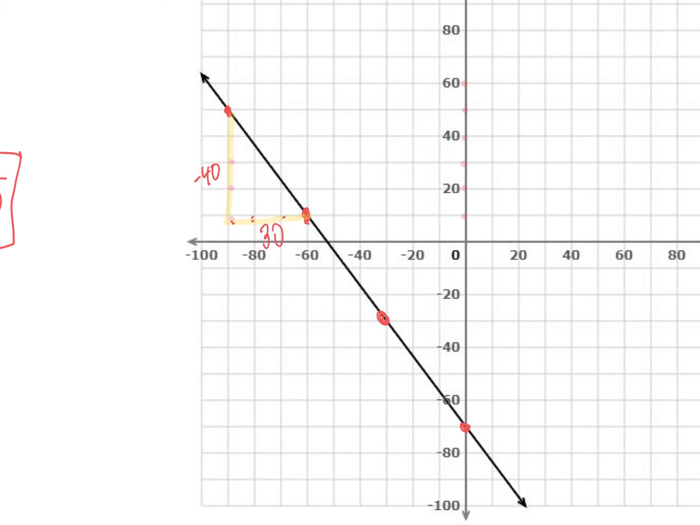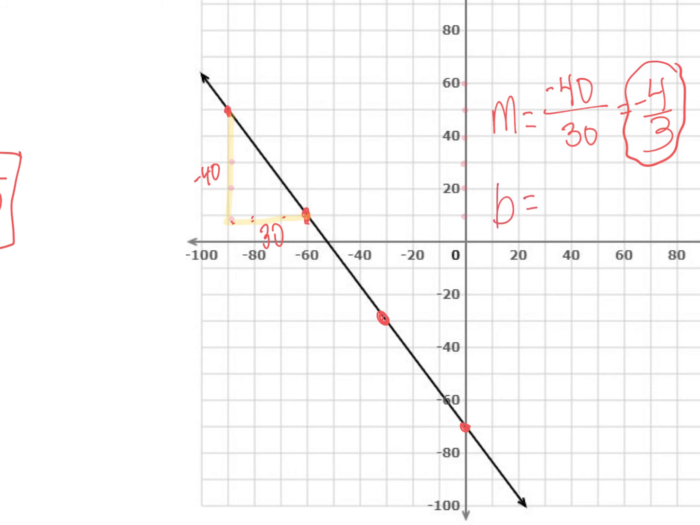So to calculate my slope, I would divide the amount that I rose, negative 40, over the amount that I ran, 30, and I get negative 4 over 3. Now, if you were to do that in a calculator, you would get negative 1.3 repeating. You cannot put negative 1.3 repeating as your slope. You have to leave it as a fraction, negative 4 over 3.